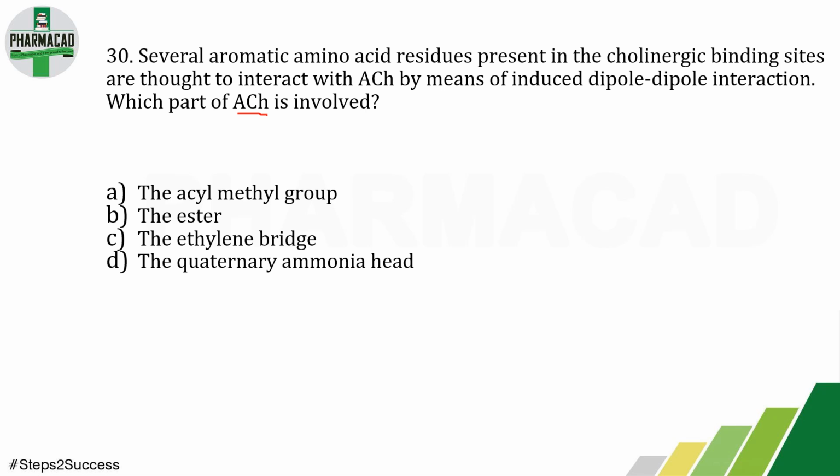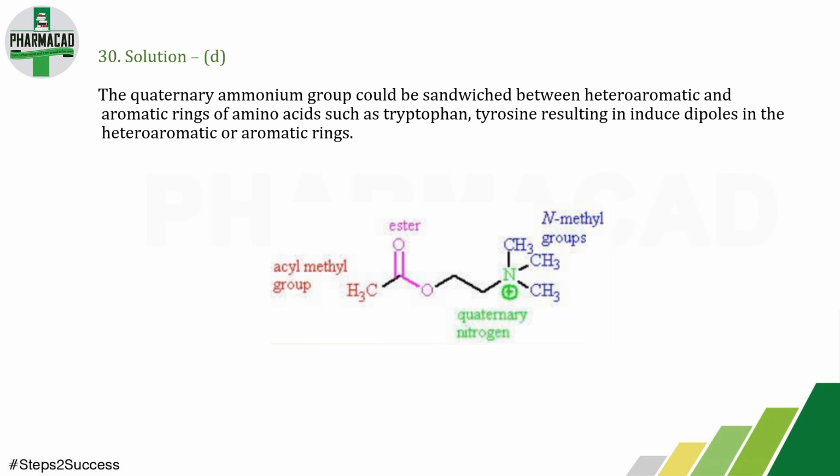The acyl methyl group, the ester, ethylene bridge, or the quaternary ammonia head. So this is the structure of acetylcholine. It has acyl methyl group, ester over here, quaternary nitrogen, and the N-methyl groups are these.